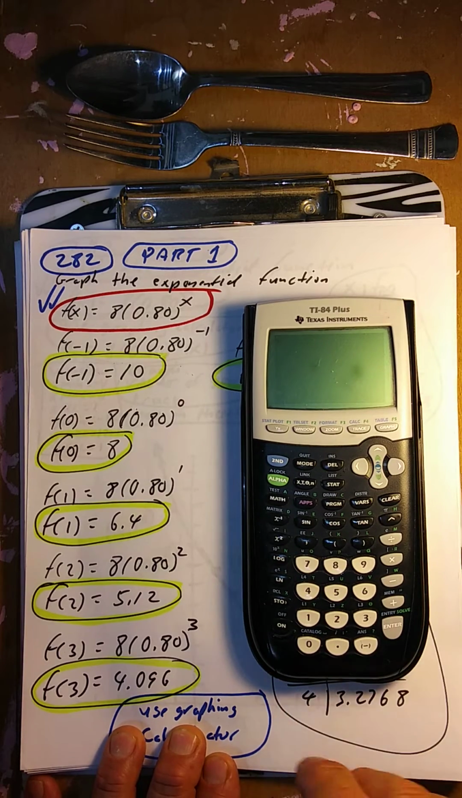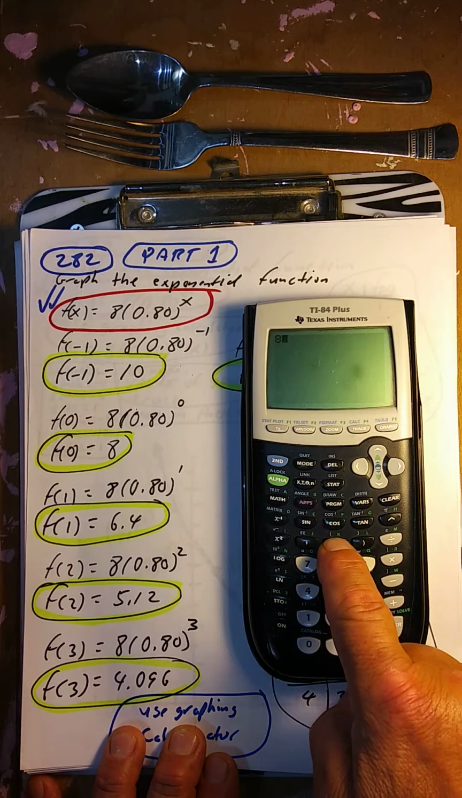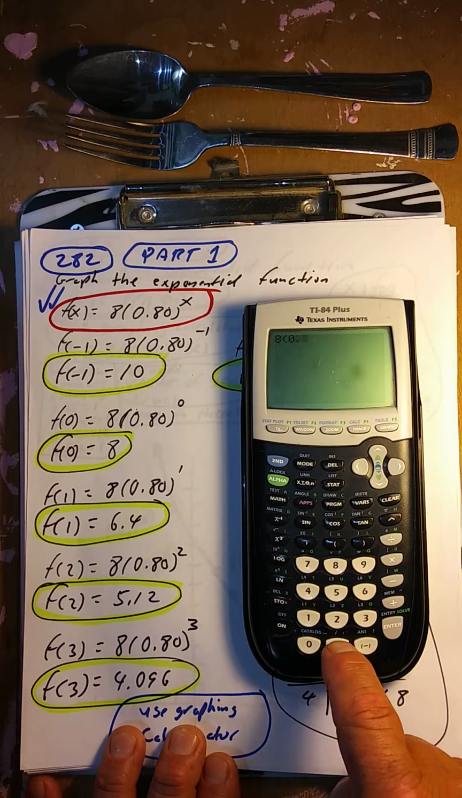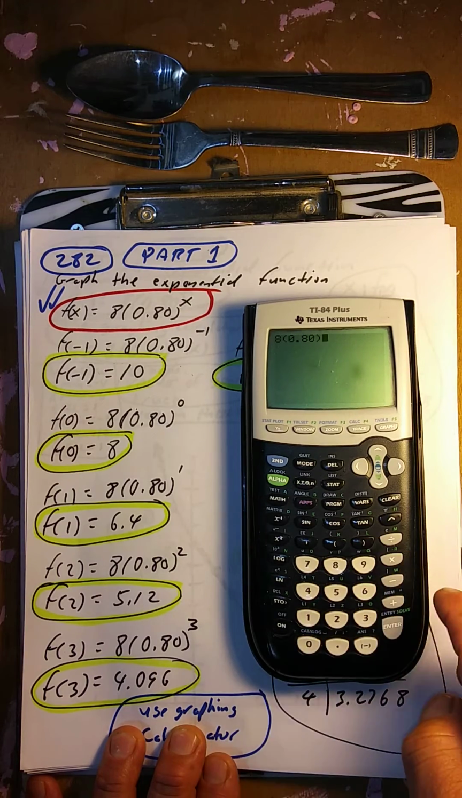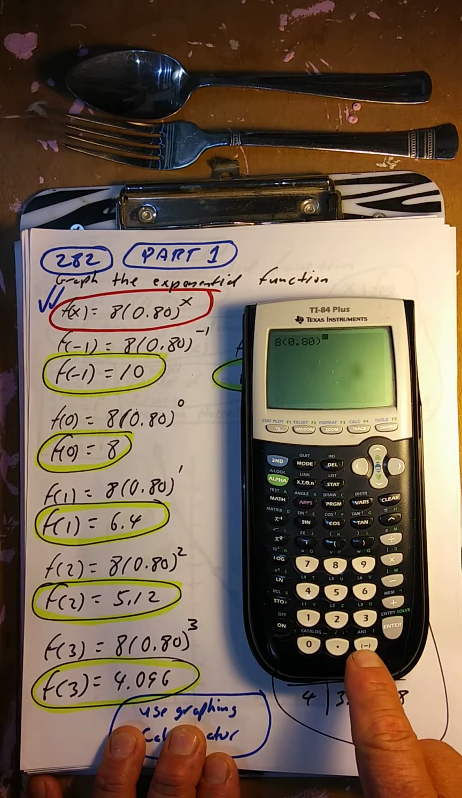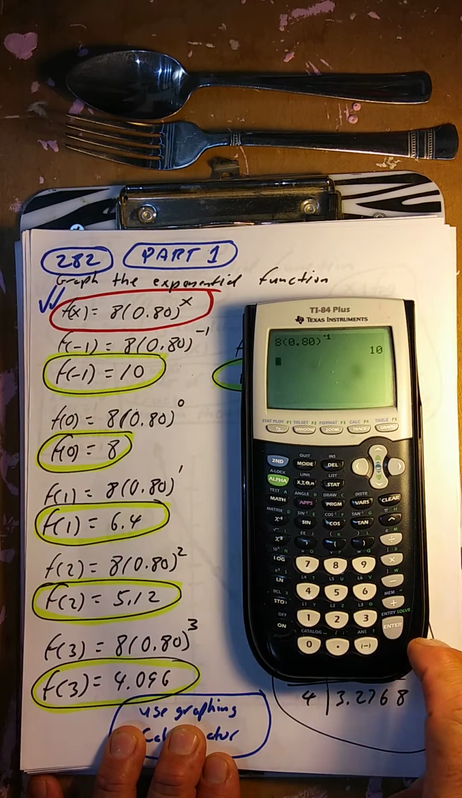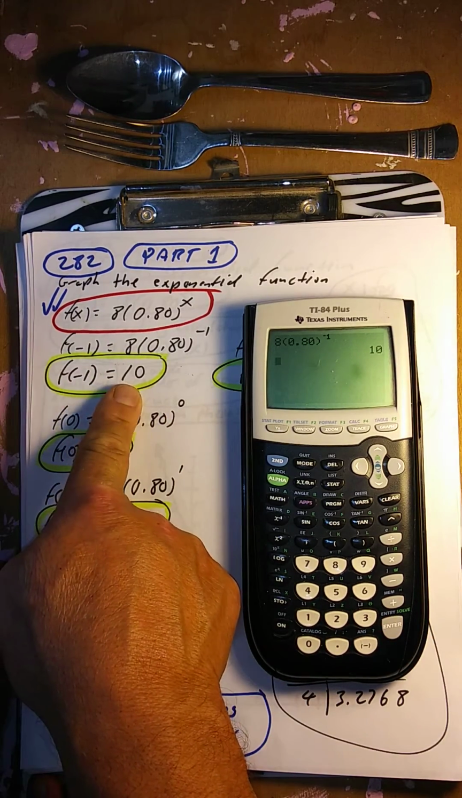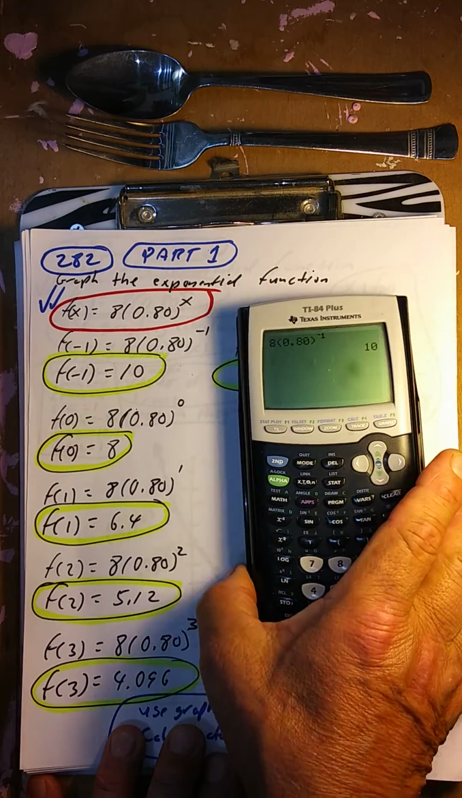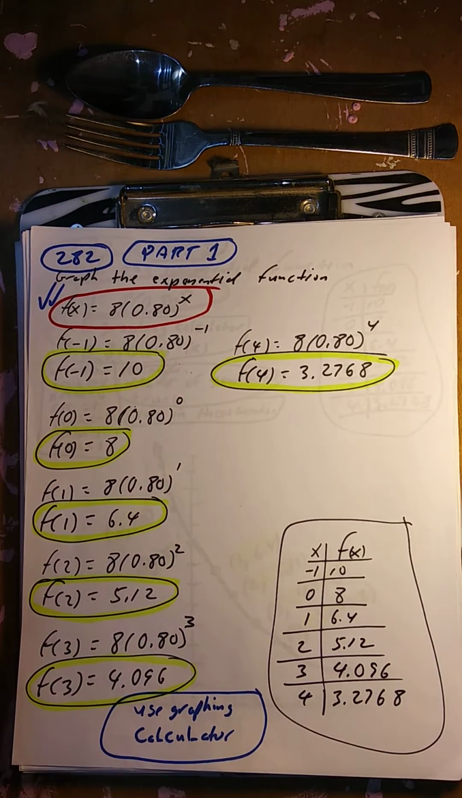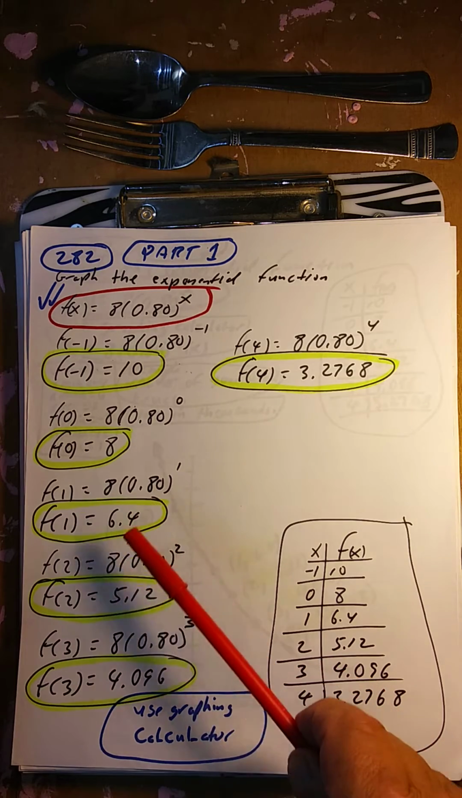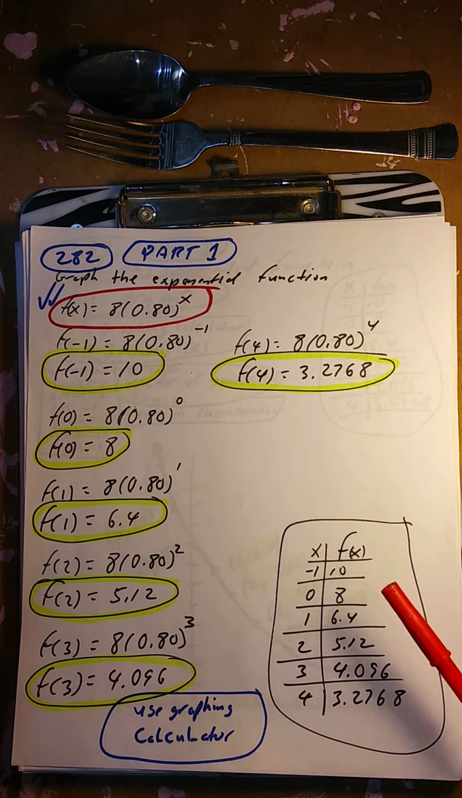All right. So I'm going to go 8 parentheses 0.80 to the power of -1, which is this right here. Enter, and you get 10. Same thing for all these other ones. Put it in the calculator though. I would. Calculator, calculator, calculator. All these numbers in here, the ones I chose for this.